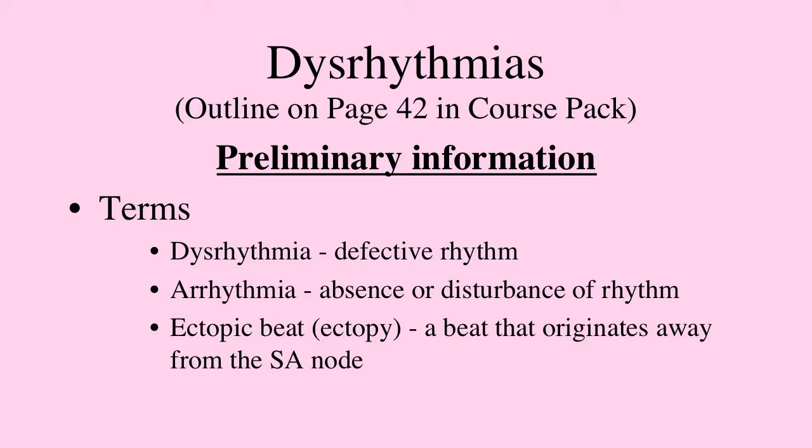So some preliminary information for dysrhythmias, which again is outlined on page 42 in the course pack, is some terms. Dysrhythmia means defective rhythm. Arrhythmia means absence or disturbance of rhythm. You can actually use the terms interchangeably. Somebody has a dysrhythmia or they have an arrhythmia, either way. And another term that's often used is ectopic beat, or ectopy.